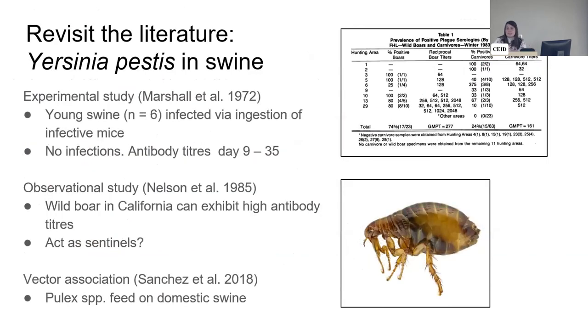So armed with that, we can now revisit the literature. So thinking about Yersinia pestis, I was kind of surprised there weren't more experimental studies. I found one experimental study from the 70s, where they were infecting baby swine by offering them an infected rat to eat. It wasn't a vector experimental study. They didn't develop any infections that way, but there were antibody responses. And then from some observational studies, also rather outdated, we know that wild boar can be sentinels and have high antibody titers. We do know that many of plague's vectors, like Pulex species, do feed on domestic swine. But I think this is a big research gap.